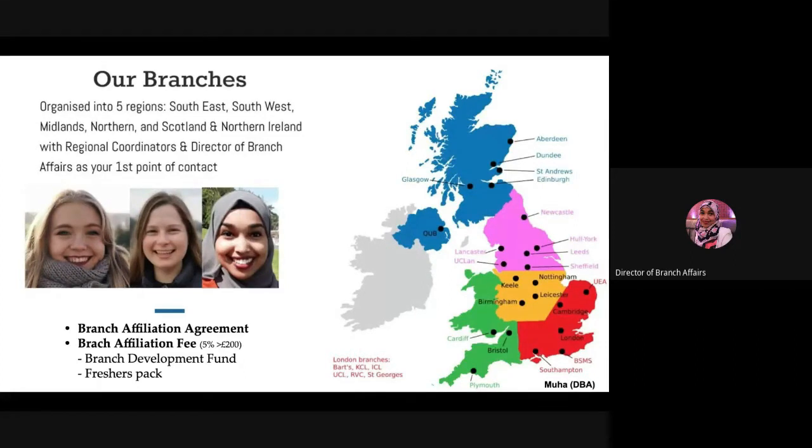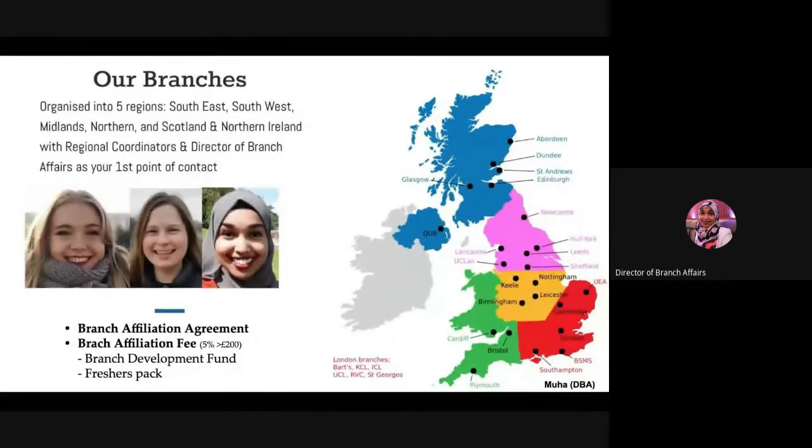In terms of finances, at the beginning of every year, branches sign the branch affiliation agreement, which is an agreement between local branches and Students for Global Health Network. I'll email you the PDF of it after the webinar as well. So every year, branches also pay branch affiliation fees, which is money that goes back to supporting branches. So the branch affiliation fee is at the moment 5% of over £200 of the local branch account. So let's say a branch has £300, the fee would be 5% of £100, making the fee £5.